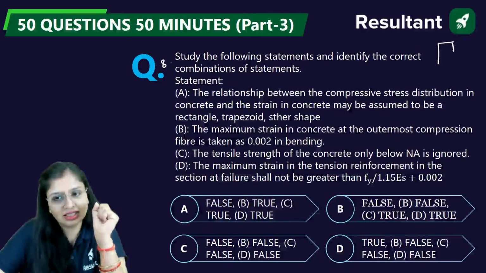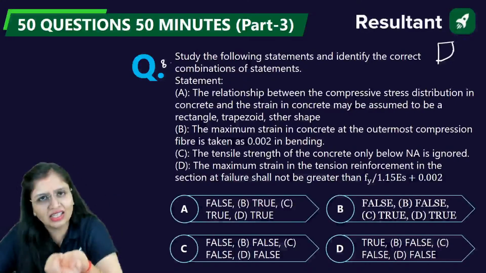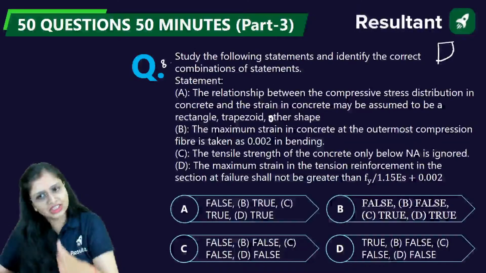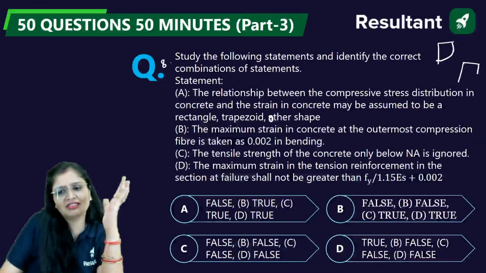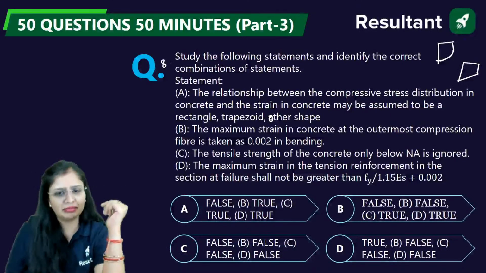Initially you have a rectangle, then you have parabolic. But it is not necessary. It can be a rectangle, it can be trapezoidal, it can be any other shape. That's correct. When you teach it, because once upon a time in GATE, there was a question in which initially it was a rectangle, then it becomes like a triangle. It can be anything. So, first statement is correct.